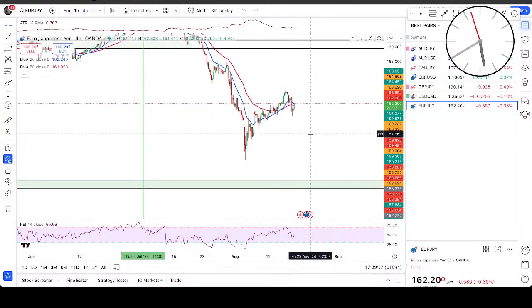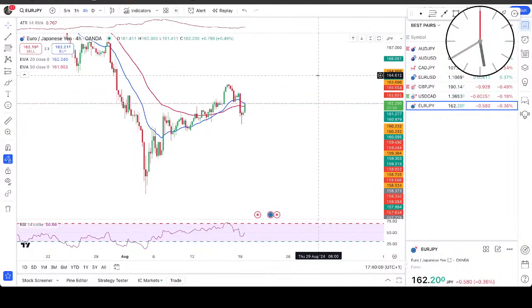I'm not going to look at this pair for now for any trades or zones.